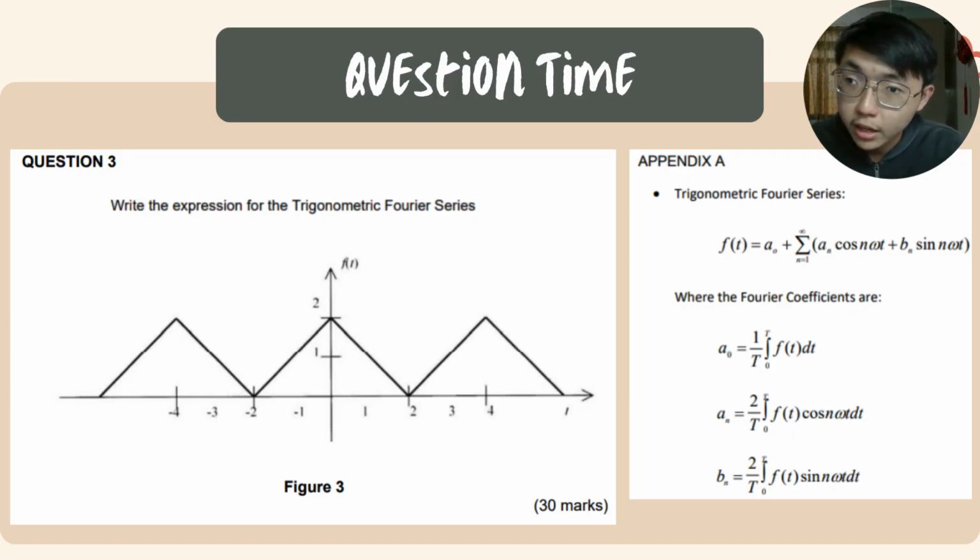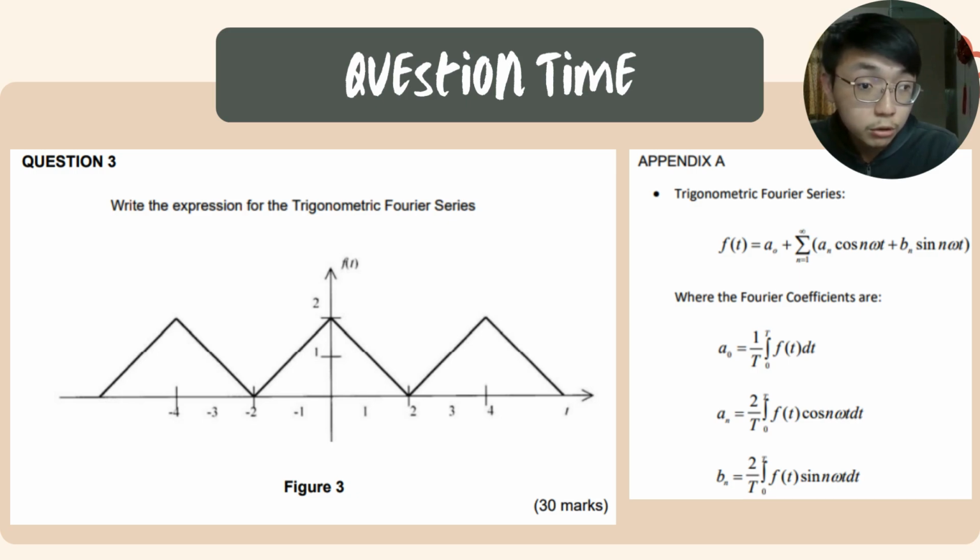So we will continue to analyze our questions. The question we chose is question 3 from section B. From the requirement, we saw that we need to write the expression for the trigonometric Fourier series of the graph. The graph is a seesaw wave graph.